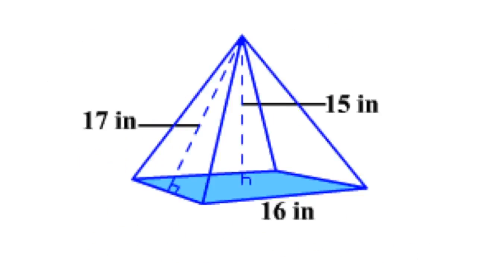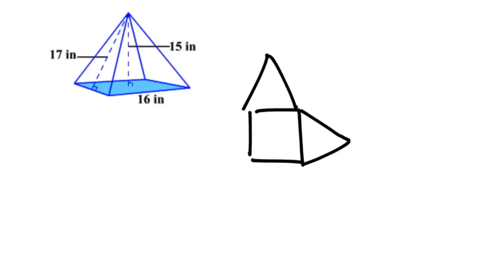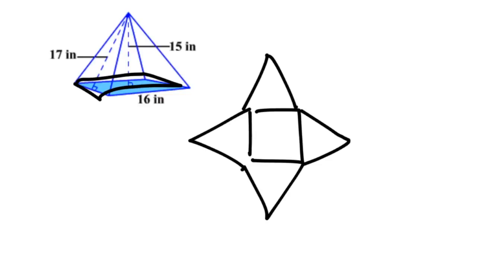Here we have a square pyramid, meaning that the base is a square. We want to find the surface area the same as we did for those first 2 prisms. Draw a net of all the faces so that you don't forget any. So it has a square base with 4 triangles coming off of it. Finding the area of the square base is easy. It's a square. It's going to be 16 by 16. So the area is 16 times 16, which is 256 inches squared.